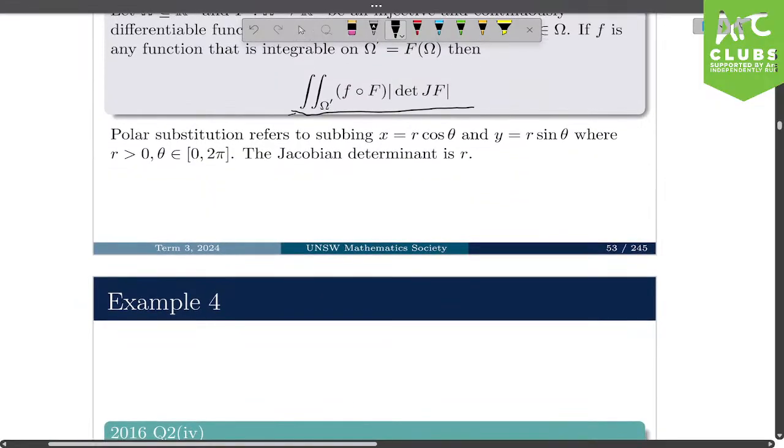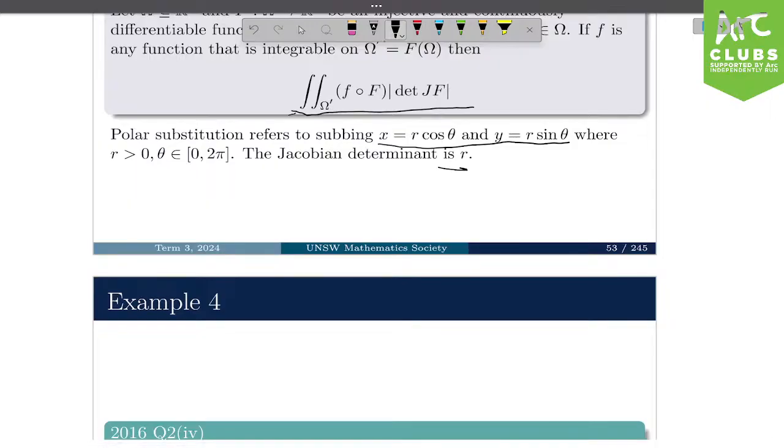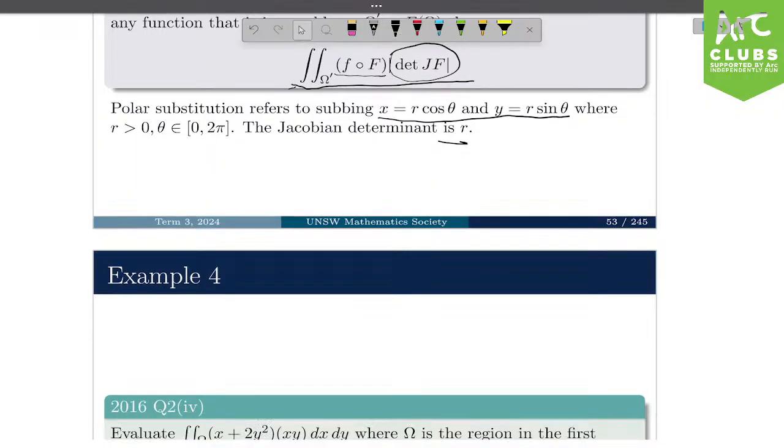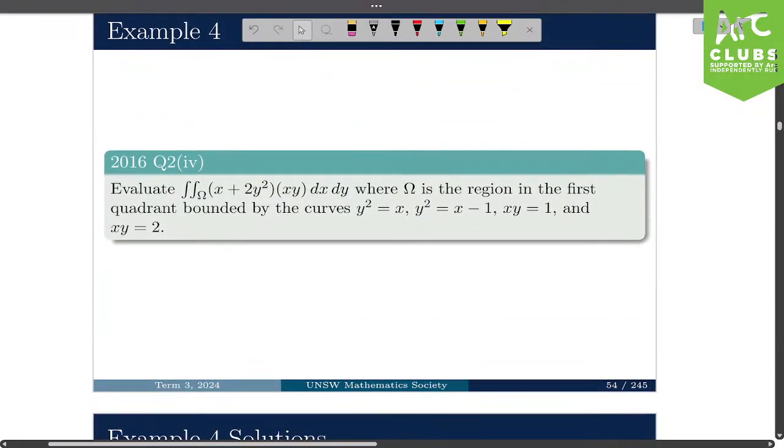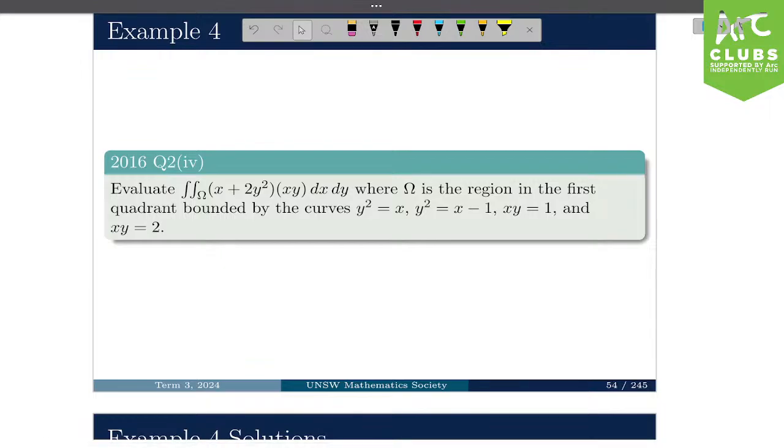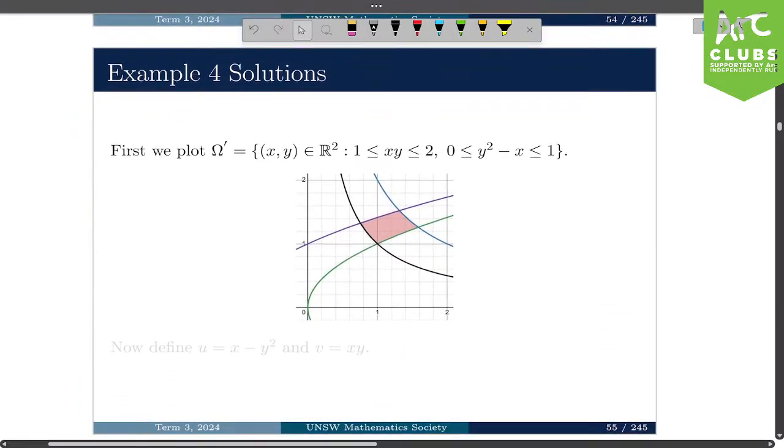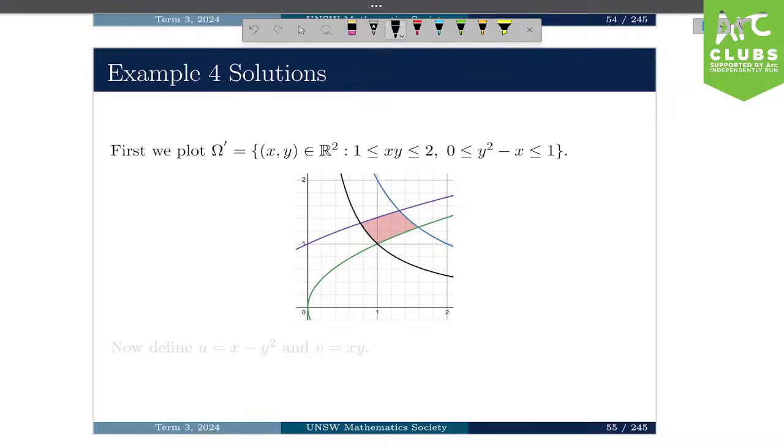So as mentioned earlier, with polar substitution, we substitute our values and multiply by the Jacobian determinant, which is given by this. And that's just mapping the different functions. So evaluate the double integral of (x plus 2y squared) xy dx dy, where omega is the region in the first quadrant bounded by the curves y squared equals x, y squared equals x minus 1, xy equals 1, and xy equals 2. So first we plot out our region, which is given by this Desmos curve over here.